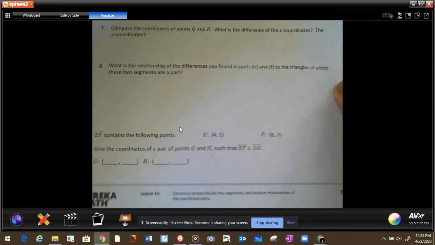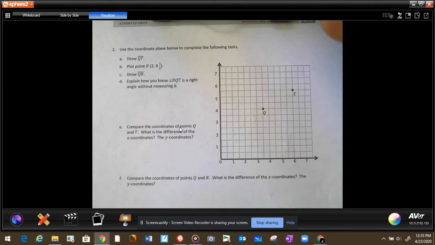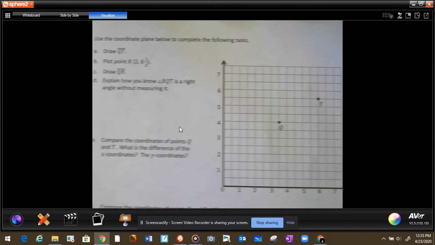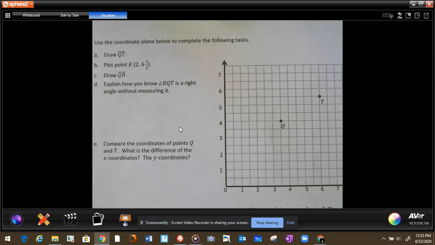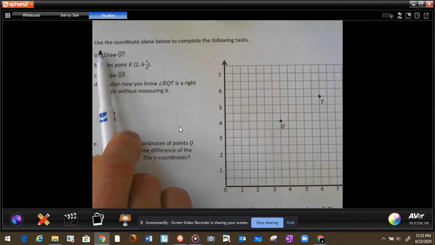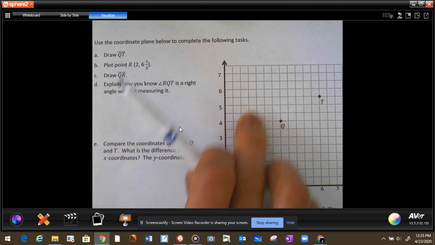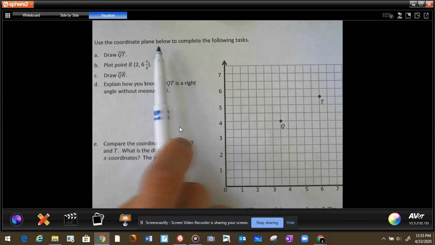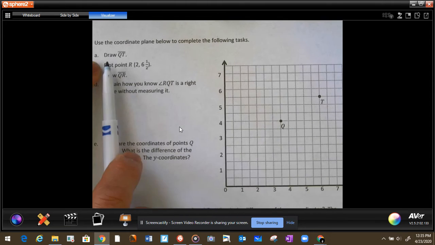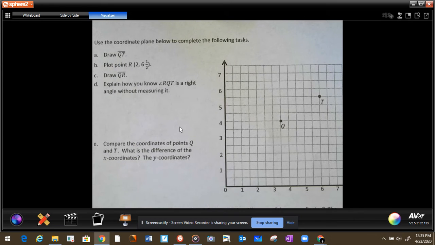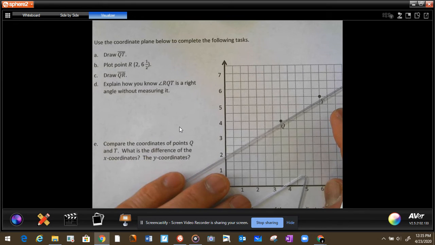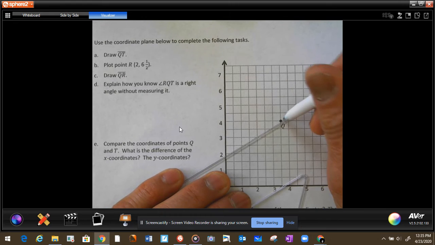Let's look at page number 2. Again, remember the importance of reading instructions, okay? Let's read the instructions. Use the coordinate plane below to complete the following tasks. Draw Q and T. Okay, that's simple. We can draw Q and T. So this is segment QT.